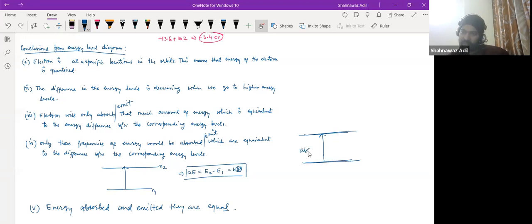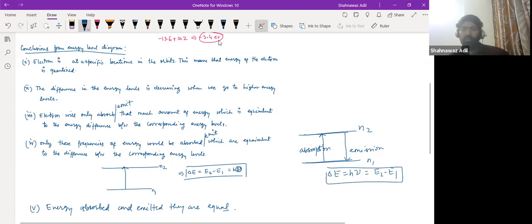So this is absorption, right, from lower to higher. And if it is going from higher to lower, that would be emission. Both the energies, delta E would be h nu, the same, and that would be E2 minus E1. So the energy absorbed or emitted.